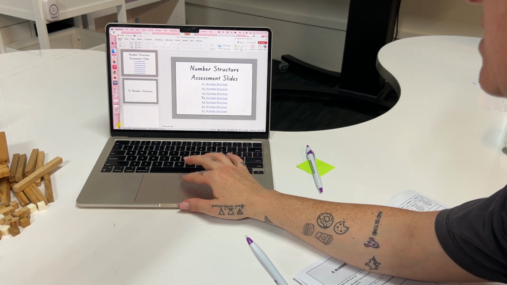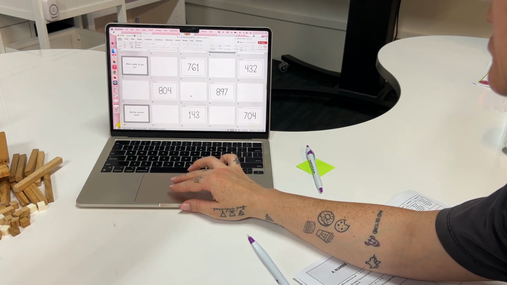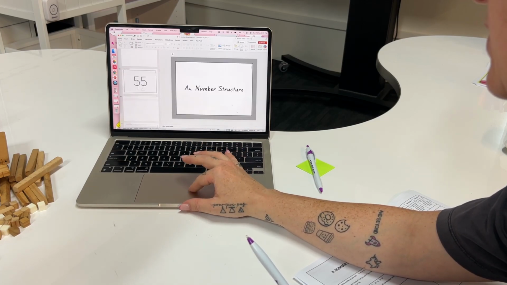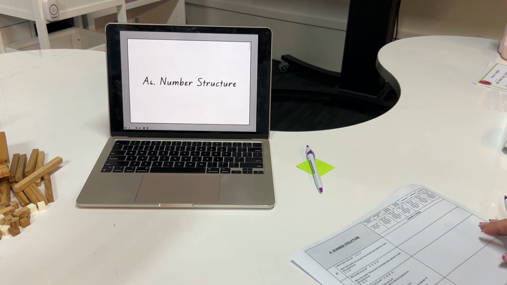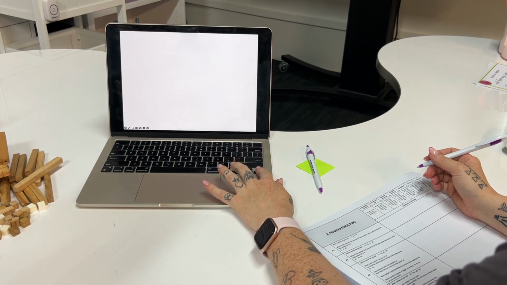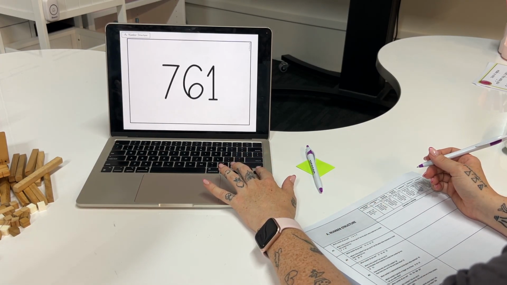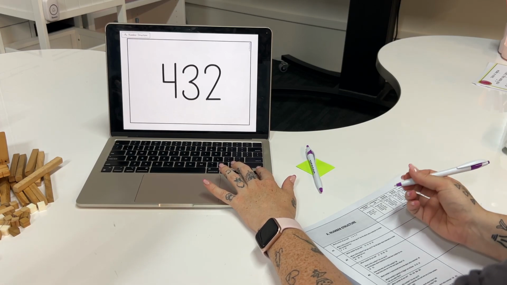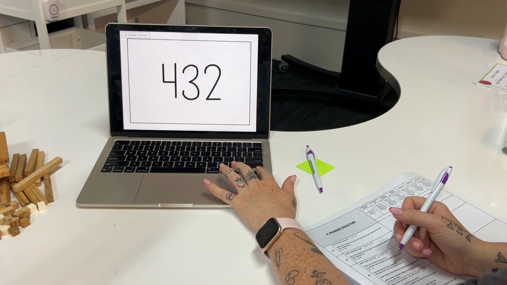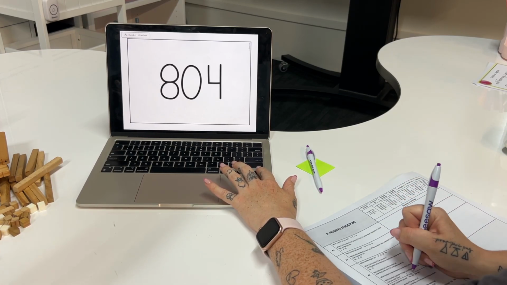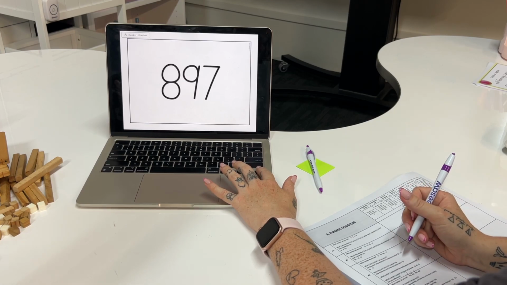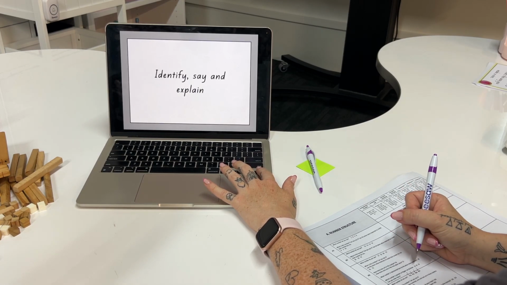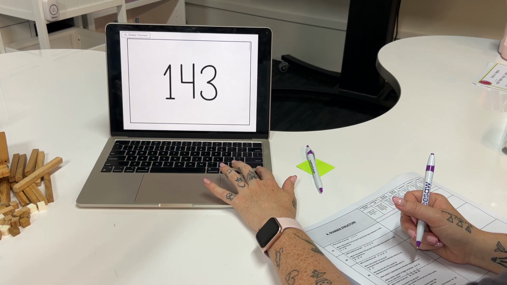Here we go. So let's make this a little bit bigger. We're looking for A4. Here we go. Okay. So I just want you to tell me what number you can see here. 761, 432, 804, 897. Okay, so tell me this number here.